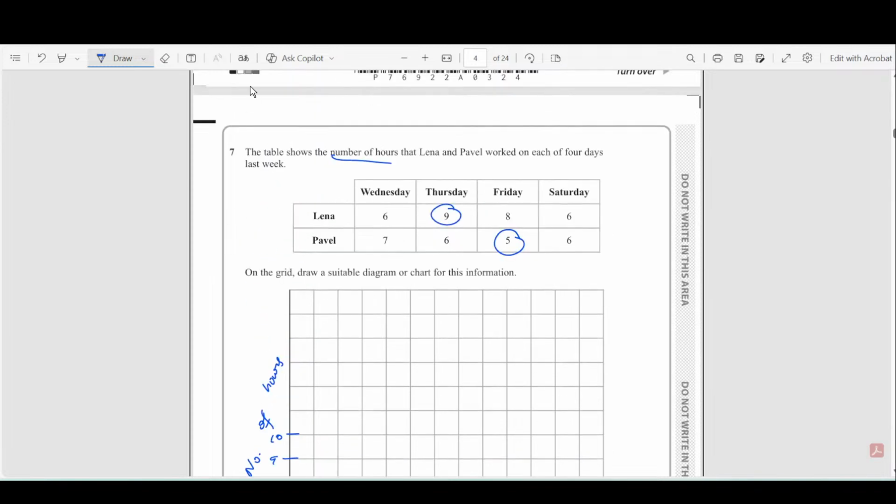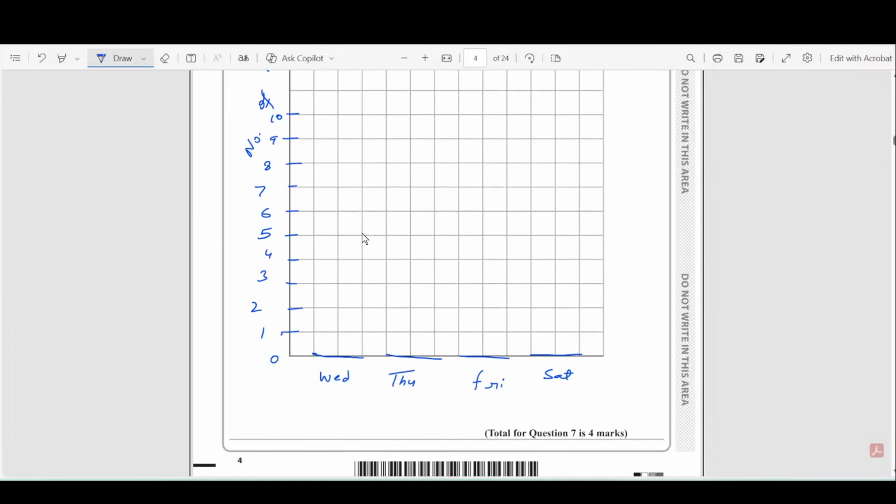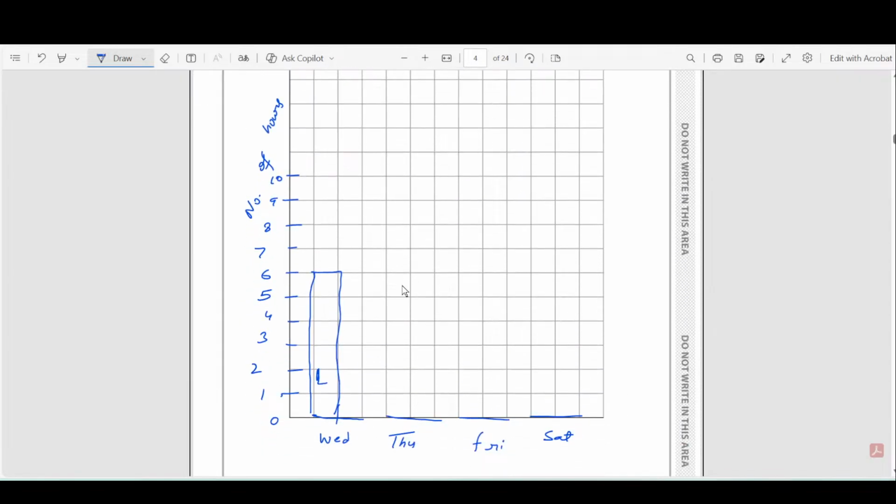Let's start with Lena, she spent 6 and Pavel 7. So 6 is this, so we make a bar of 6. And this is for Lena, so I'm just writing L. And for Pavel, it's 7, which is this. And this is for Pavel, which I'm writing P.